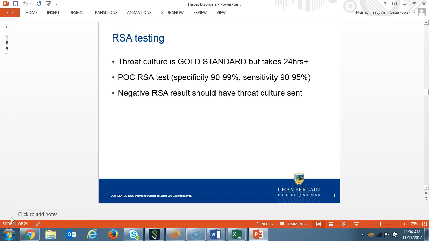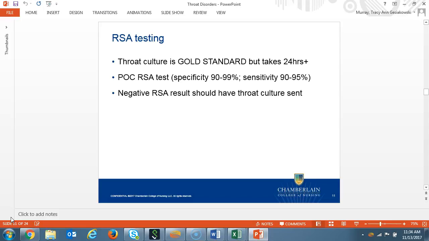Rapid strep antigen testing or throat culture should be performed on patients with pharyngitis who do not meet history and physical findings that are most likely associated with a viral etiology. Throat cultures are considered the gold standard in identifying the causative organism of pharyngitis and tonsillitis. However, a major disadvantage of the culture is the delay in obtaining results. It could take 24 hours or longer.